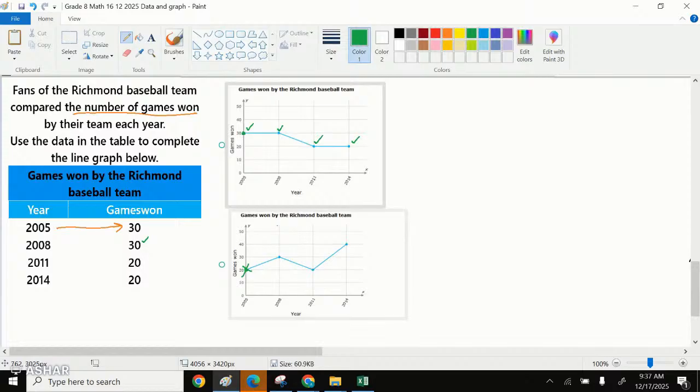But in the next case, 2008, 30 is fine. 20 is fine, but this is not 40, right? Two of the points are plotted incorrectly. Even if one of the points is plotted incorrectly, then the answer would be incorrect. And the correct answer in this case is the first graph we have. So the first one would be the correct answer.